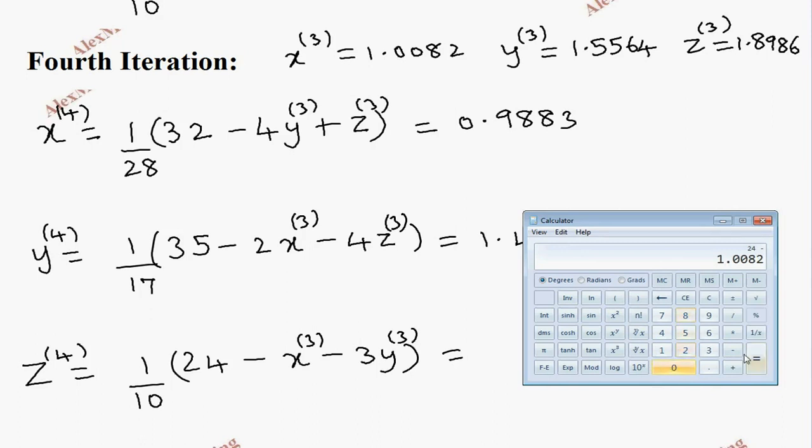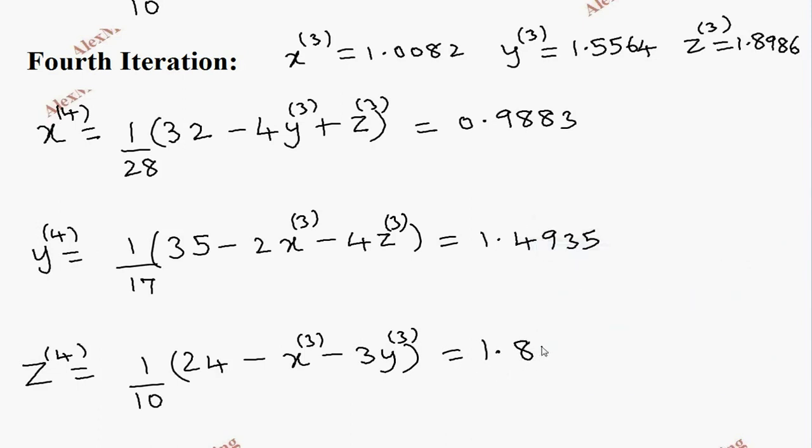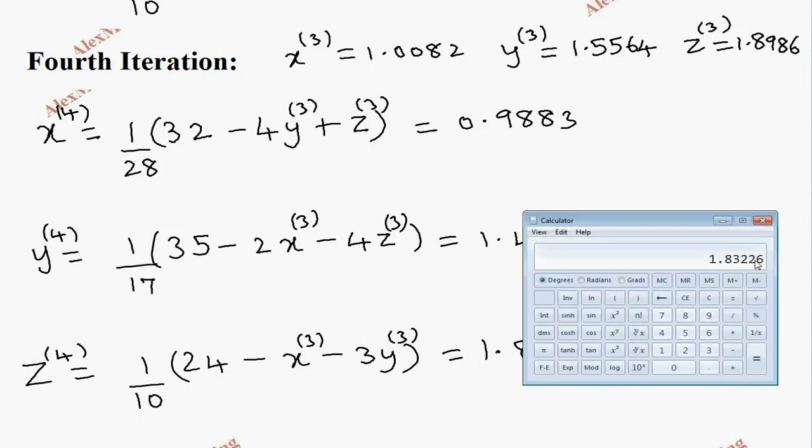And coming to the z of 4 value, which is 24 minus x, 1.0082, then minus 3 into y of 3, which is 1.5564. After calculating this, we have to divide by 10. That gives 1.8323. When we round off, it will become 2, 3 at the end.